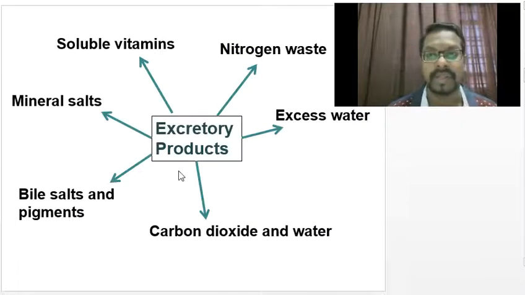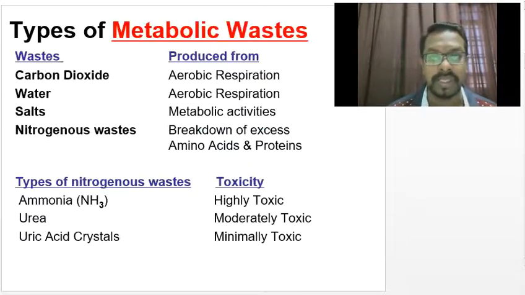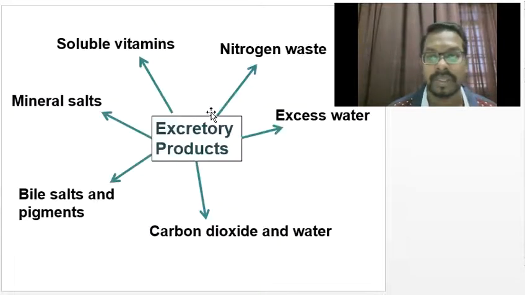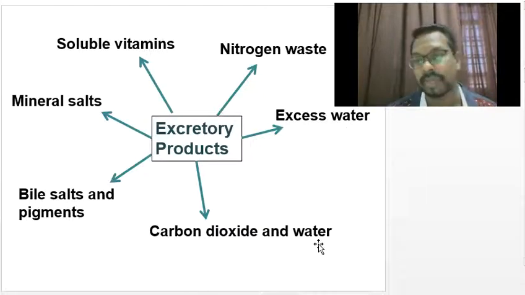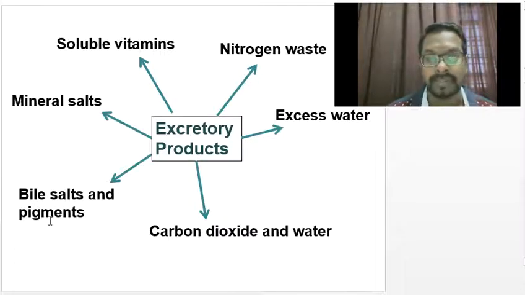Excretory products, not waste. First we have nitrogen waste, which represents the nitrogenous waste here. Then we have excess water. This is also an excretory product. Carbon dioxide and water come together through the process of respiration. Bile salts and pigments. Bile, I hope you all remember, we have gone through this in the previous chapter. Mineral salts and soluble vitamins. So these are the major six excretory products in our system. Okay, let's move on.